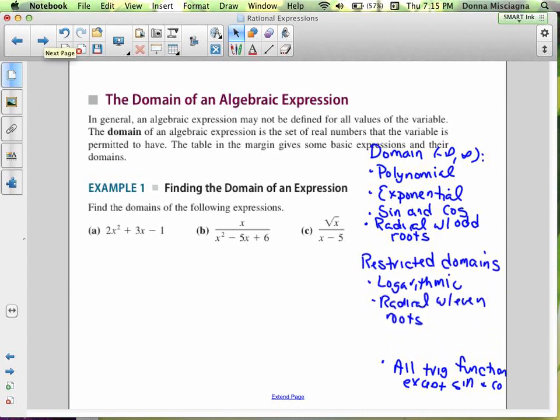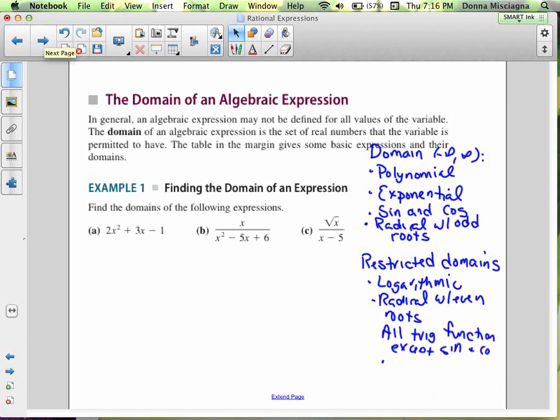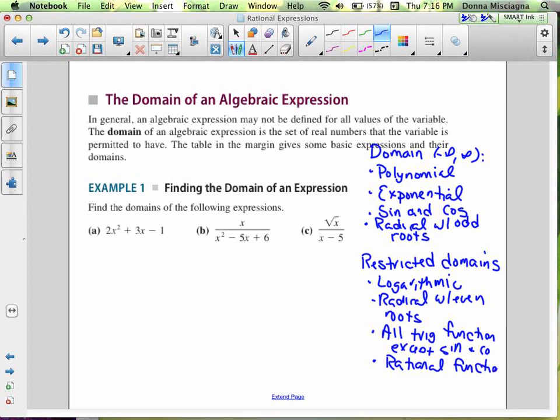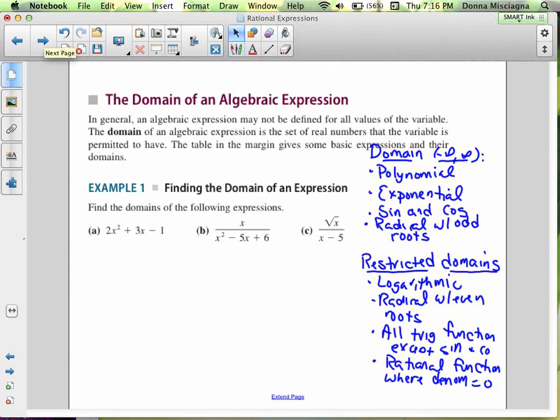So these always have restricted domains. There's one other that may have a restricted domain, and that's rational functions, where the denominator equals 0. Right? So we have our non-restricted, right? You can plug any number you want in there. And then restricted domains: logarithmic, radical with even roots, all trig functions except sine, and cosine.